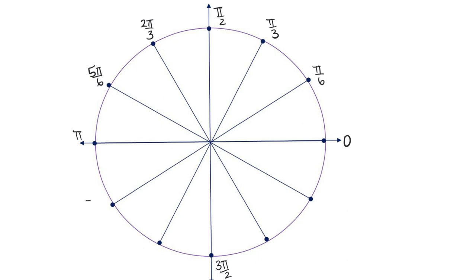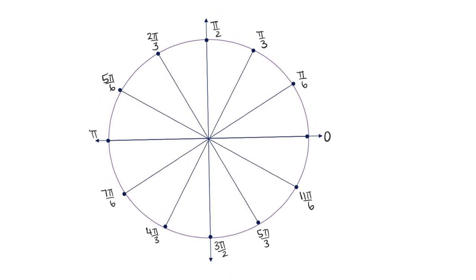7 pi over 6. 8 pi over 6, which is 4 pi over 3. 9 pi over 6, which is 3 pi over 2. 10 pi over 6, which is 5 pi over 3. 11 pi over 6. And then I'm back to 12 pi over 6, which is 2 pi, so I made my first circle. Okay, now let's label the easiest points first.